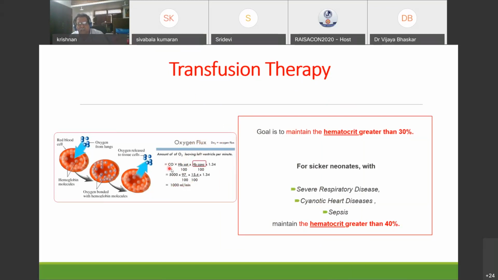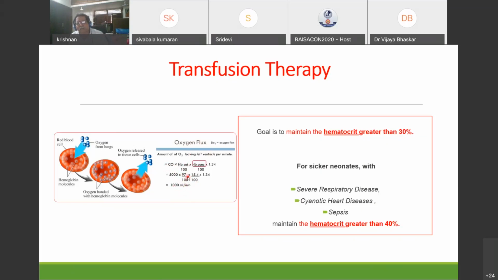If the cardiac output is going to be low, the amount of oxygen that is going to the cell is going to be low. You are able to maintain cardiac output by giving fluids, inotropes, etc. If the patient is anemic due to any cause, again the oxygen delivery is going to be low. Our idea is we'll have to maintain the adequate oxygen flux.